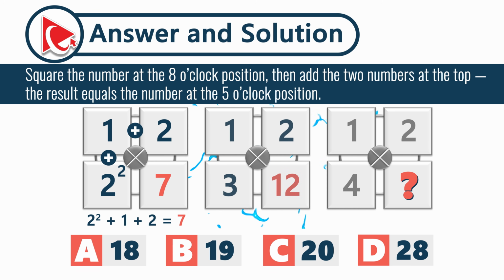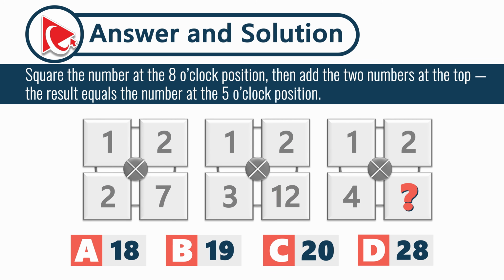Let's verify it with the second shape. 3 squared plus 1 plus 2 equals 12. If you look at the original question, you can notice some interesting patterns. Number at 8 o'clock position increases by 1. You see numbers 2, 3, and 4. Numbers in the top stay the same, 1 and 2 in all three shapes. And you can reasonably suspect that the number at the 5 o'clock position would increase by 5. 7, 12, and then would be 17.